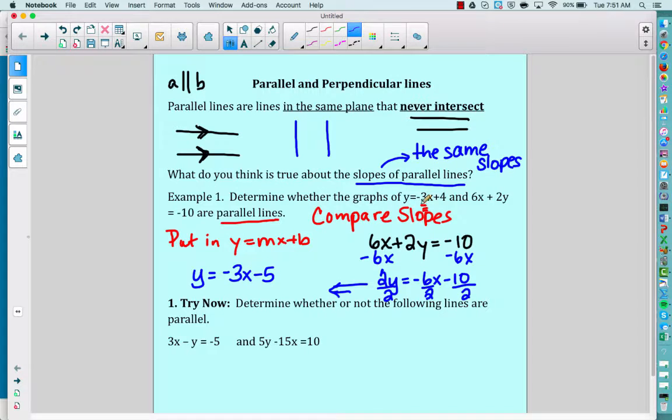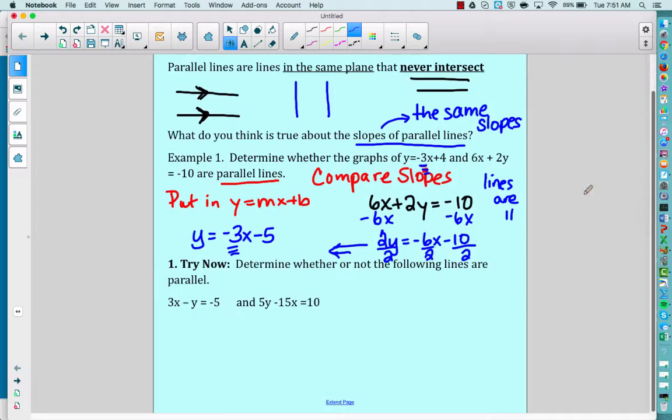Let me compare the slopes. I have a negative 3 in this one, and I have a negative 3 in this one. The slopes are the same, so the lines are parallel. So I would write, lines are parallel. Now I want you to try. Press pause on the computer, try with the next two lines, and then turn it back on and see if you are correct.